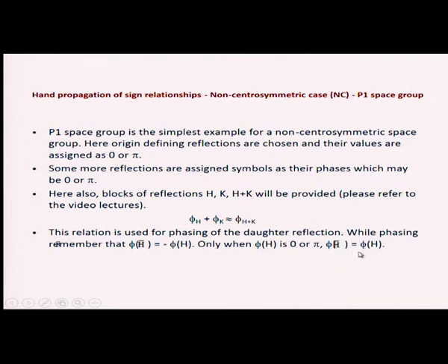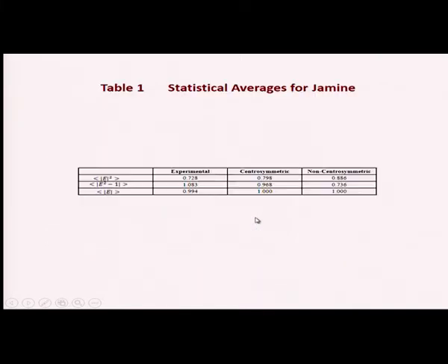This is a clue you have to use in the phase propagation. Centrosymmetry is called sign propagation, and this is known as phase propagation. Here also two parent reflections H and K are added to get H plus K, and phases are added. Previously for centrosymmetric, signs are multiplied, that is the only difference.